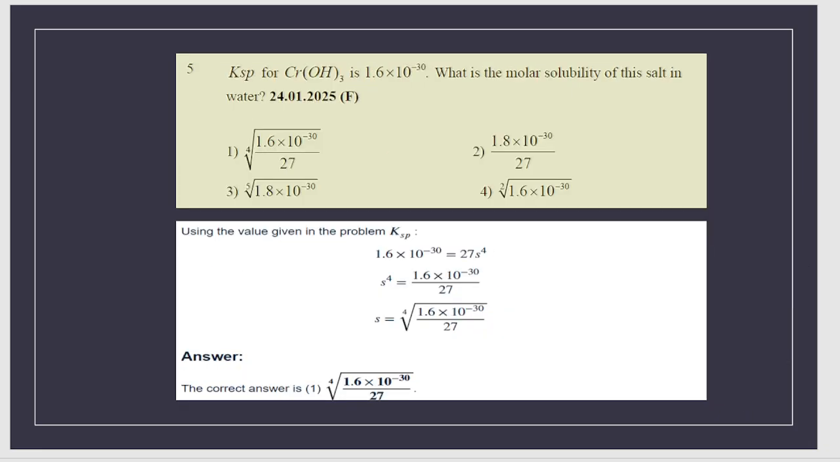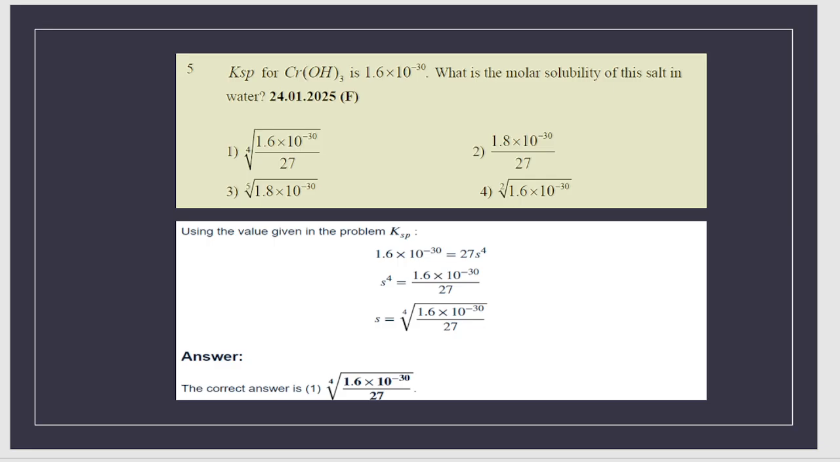Next one, the Ksp for CrOH thrice is 1.6 into 10 to the power of minus 30. What is the solubility of this salt in the water? Okay, so here they have just mentioned the Ksp and are asking us to calculate the solubility, and this is what type of salt? AB3 type.